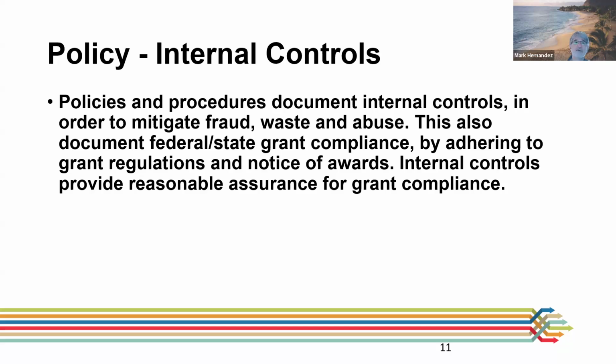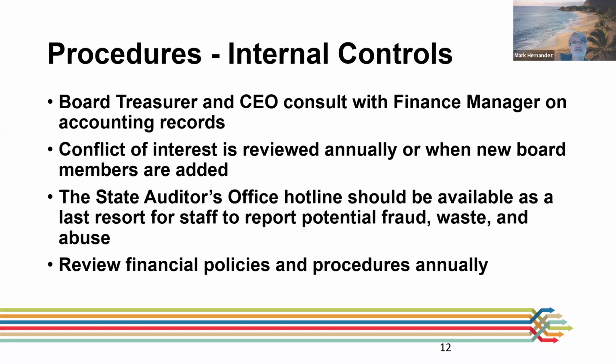And it leads you to the next part of things, your procedures here. Well, what are some of your procedures that you would use for internal control? Well, one thing would be to have the board treasurer and the CEO consult with the financial manager or the CFO on the accounting records like QuickBooks, your general ledgers, other things like that. That would be part of it because you'll be using that to adjust for your procedures for internal controls. The other part of that is the conflict of interest. We'll talk about that after a while.